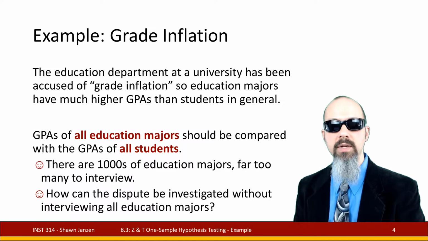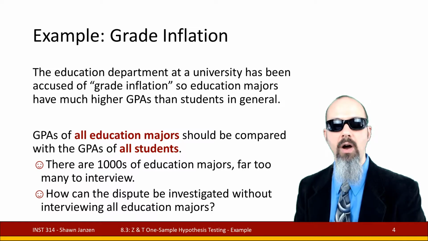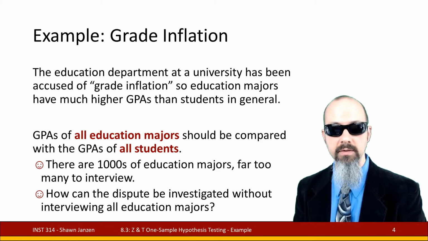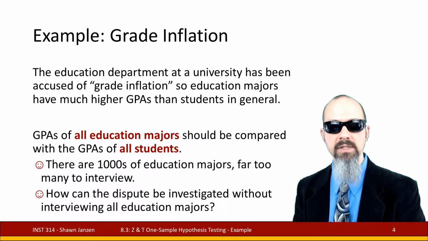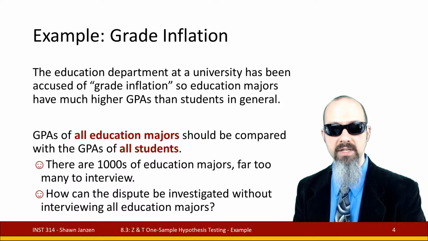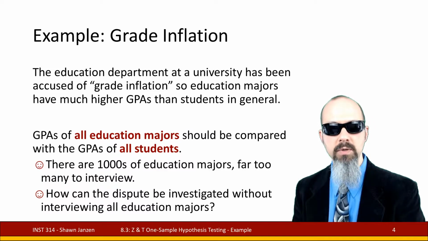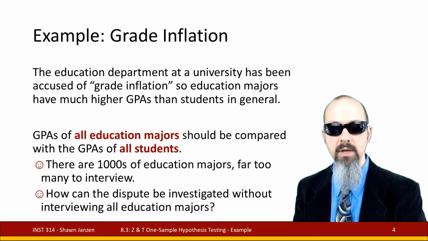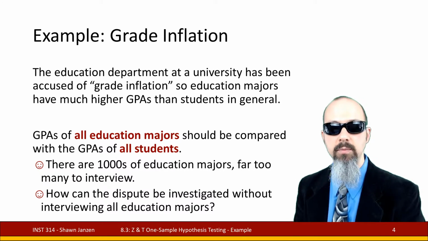In order to do this, we have to look at the GPAs of all education majors and compare them to the GPAs of all the students at the university. Of course, there are thousands of education majors, too many for us to interview. So how can we investigate them without interviewing all of the education majors? We're going to use a hypothesis test for means.